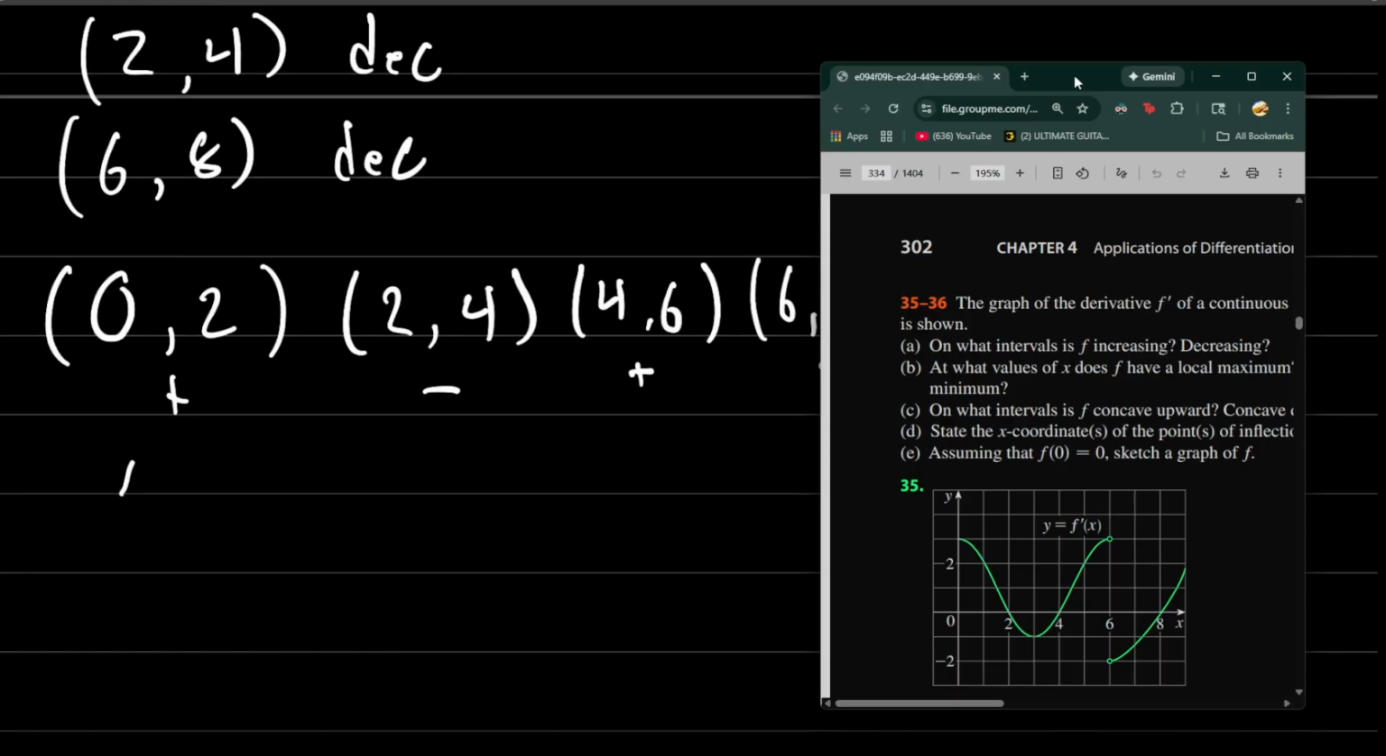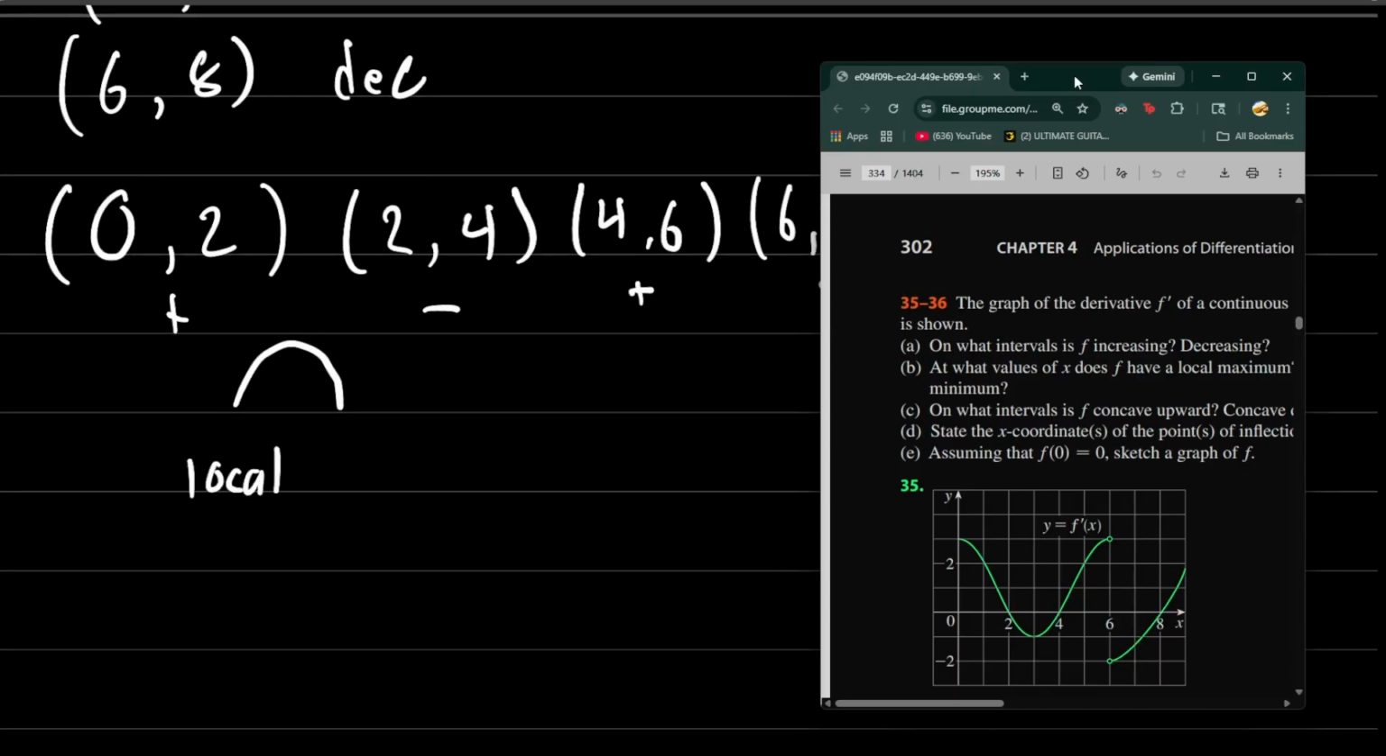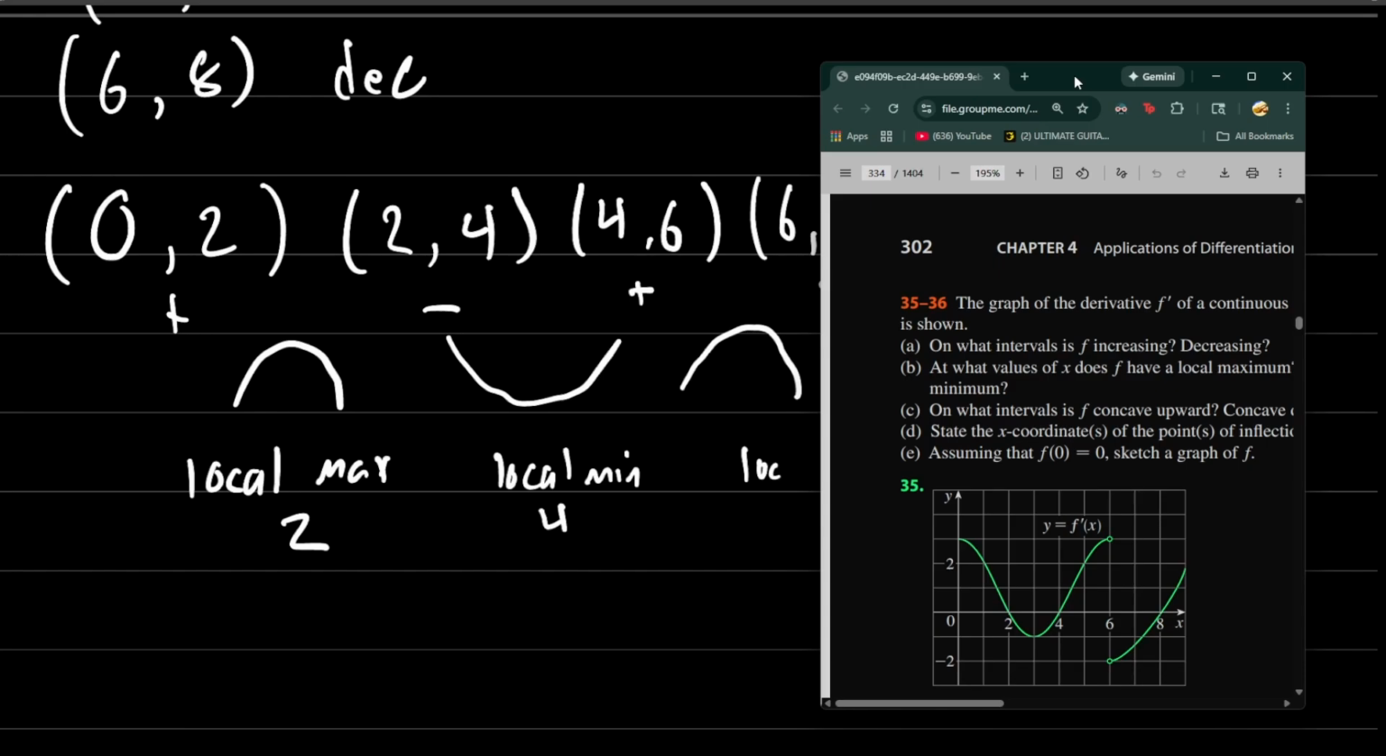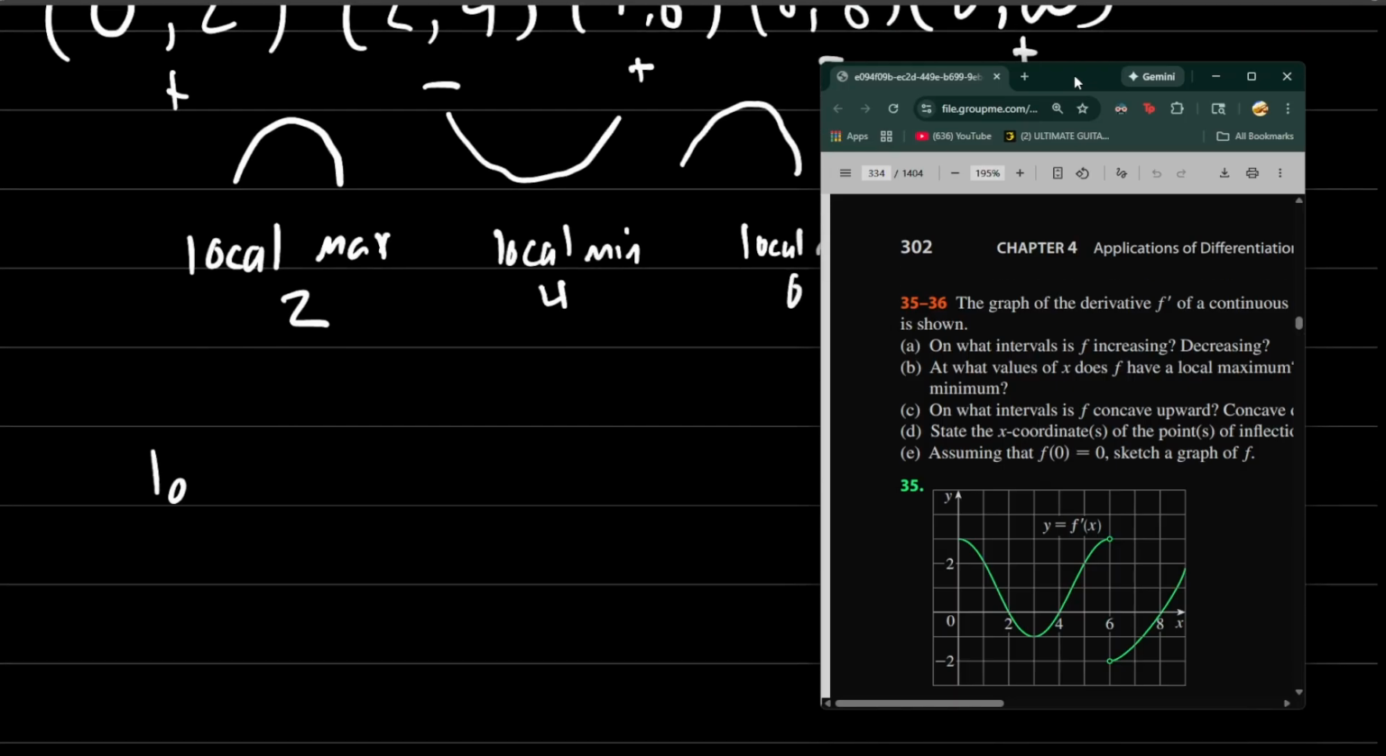So from here it goes from positive to negative. So we have a local max at 2, and then it goes negative to positive. So local min at 4, and then again positive to negative, local max at 6, and then negative to positive, local min at 8. So we have local max at 2 and 6, and a local min at 4 and 8.